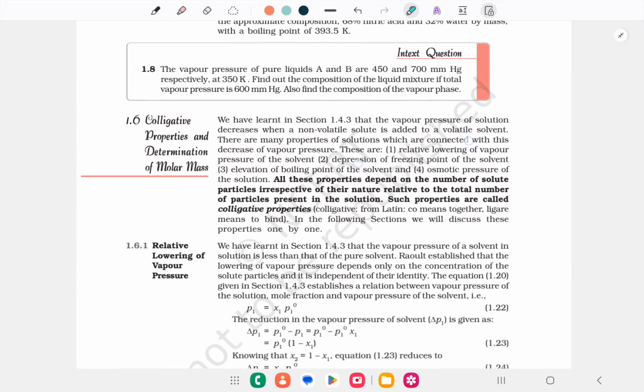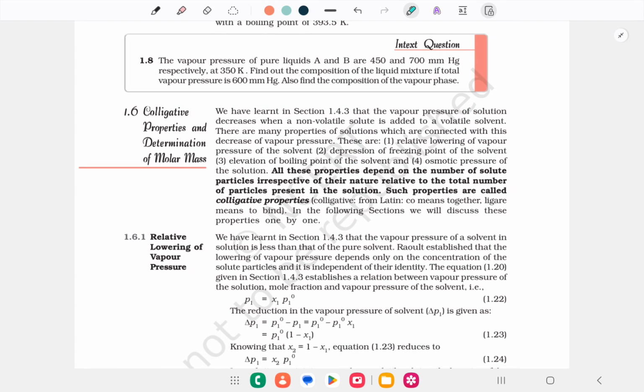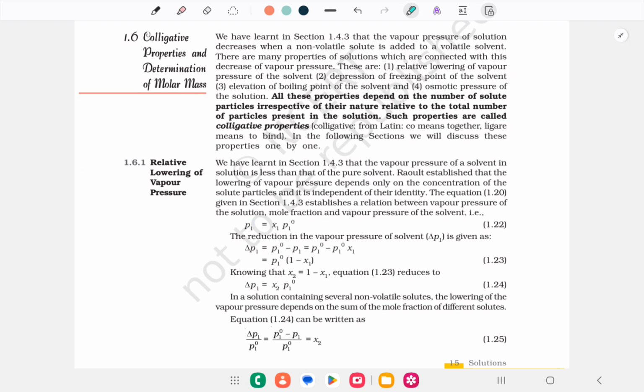So in the next part we'll wind up the chapter with the colligative properties and how we will find out the molar mass. So we'll complete all the 4 colligative properties in one go, and we'll wind up this chapter.